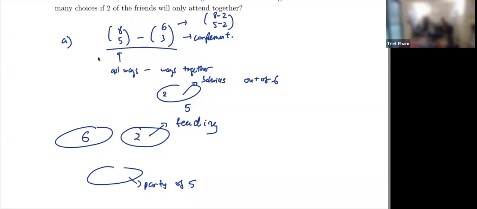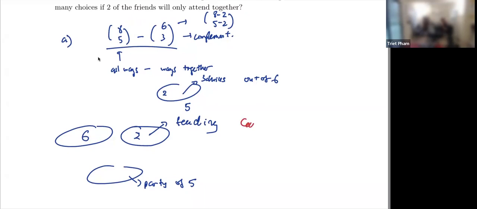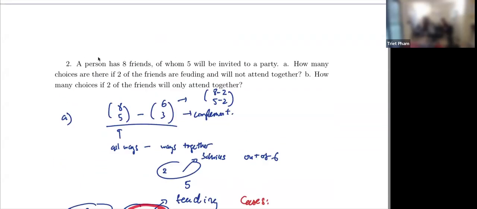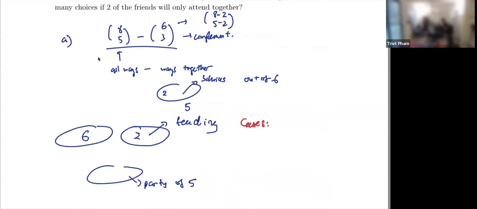Okay, how to count directly? We have to go through cases, right? So the first case is that none of them, none of these guys attend. That would satisfy the condition. So, of course, if none of them attend, then you have to fill all the 5 from this group of 6. So that's 6 choose 5. Or you only pick one of them, you fill in only one of them. But of course, that will leave us with 4 to fill in from here. So that's 6 choose 4.